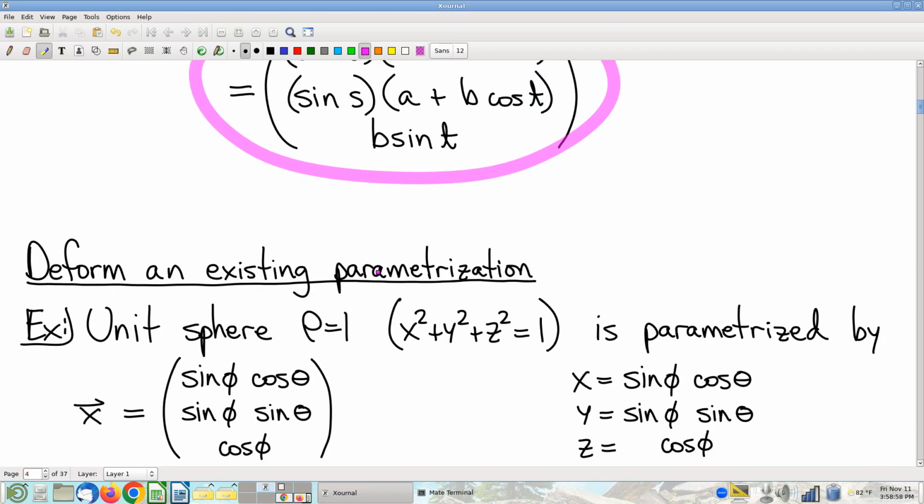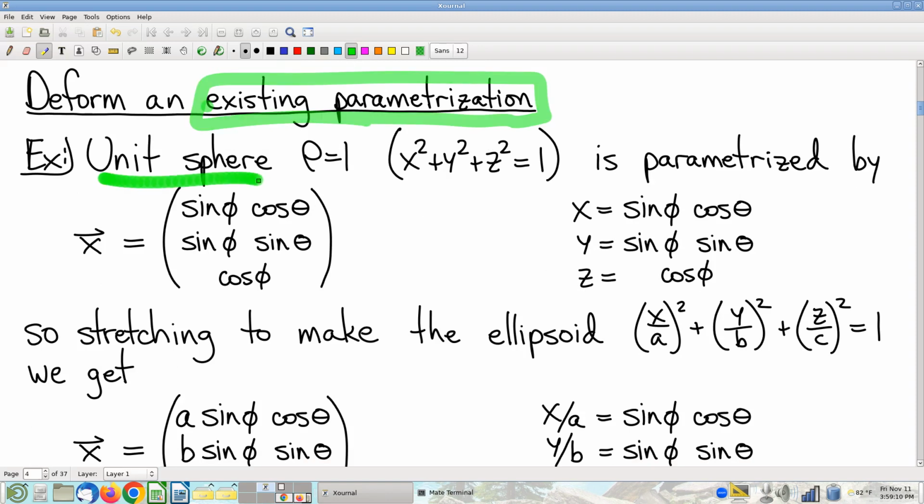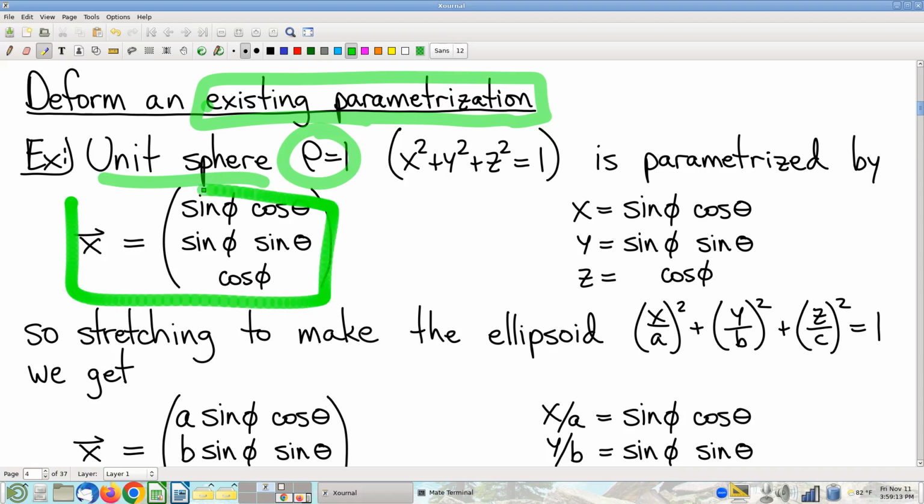Okay. All right. Last trick I'm going to show you, last tool for your toolbox. Sometimes you'll have an existing parameterization that's easy, such as a unit sphere like this. By the way, how did I get this parameterization for a unit sphere? I claim that this is a spherical graph parameterization. Notice this, rho equals 1. Rho is solved for. It's a very simple function of phi and theta, so simple that phi and theta aren't even there.